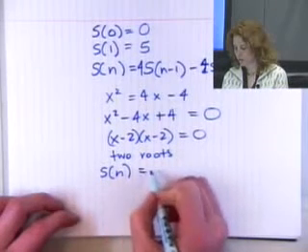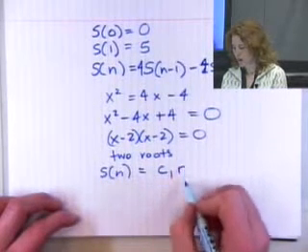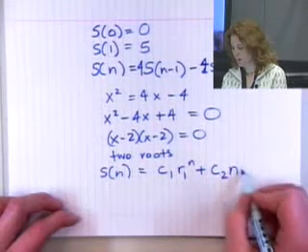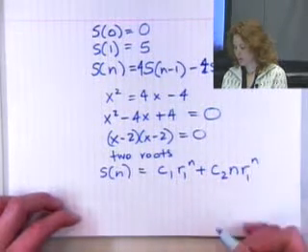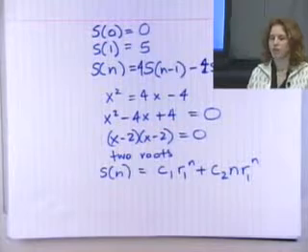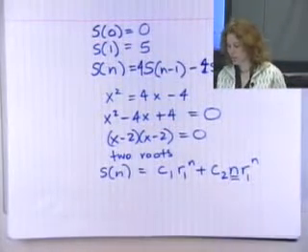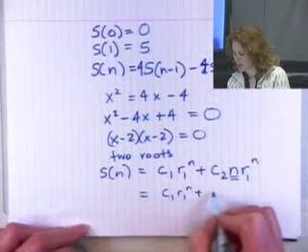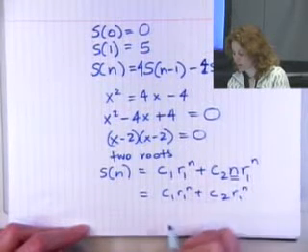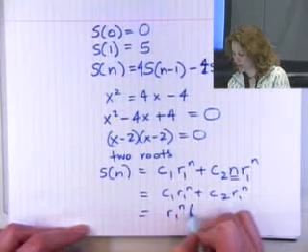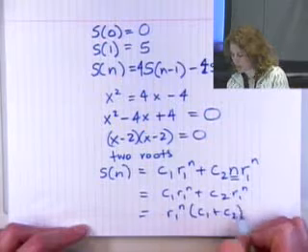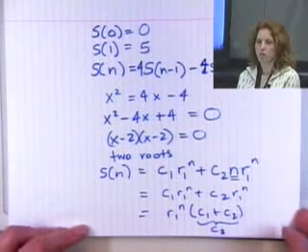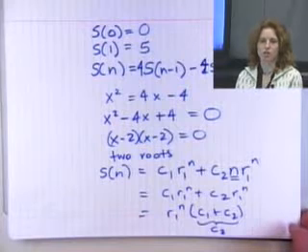You solve for a sub n. C1 R1 to the n, and I have to add an n in the C2 term. Since it's just one root, I have to have an n in the second one. The reason I do is because if I didn't, just suppose I put C1 R1 to the n plus C2 R1 to the n. I could factor out an R1 to the n, and that would be C1 plus C2, which is really just a constant. So I really didn't change it to something that should have 2 roots.